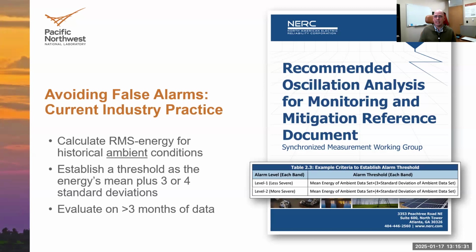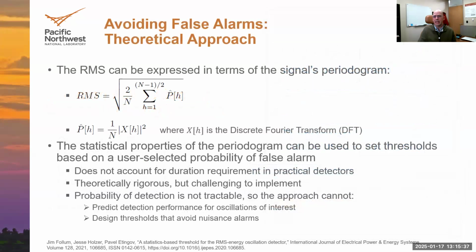And so the first thing I did was I wanted to take a really theoretical approach to setting thresholds to avoid false alarms. And that resulted in the paper that's cited at the bottom of the page. The way that we approached this is we looked at the RMS of a signal and its equivalent in the frequency domain using the periodogram. A periodogram is where you take the discrete Fourier transform of a signal, and then you take the absolute value and square it and scale it. This equation that I'm showing is the relationship between the energy in a signal in the time domain versus what it looks like in the frequency domain.